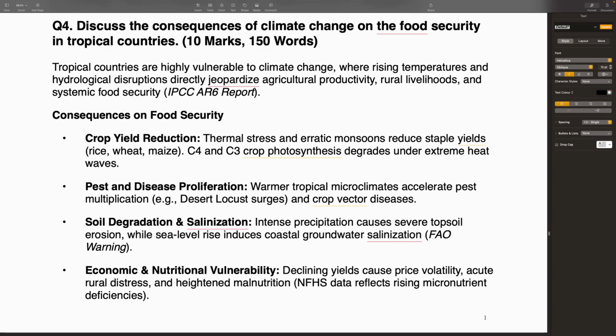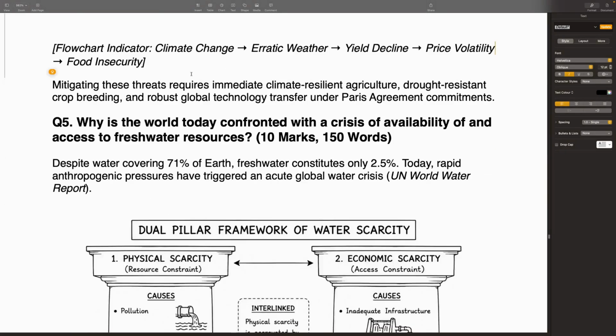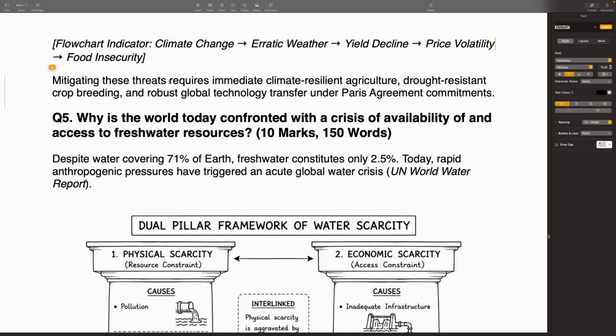Economic and nutritional vulnerability. Declining yields cause price volatility, acute rural distress, and heightened malnutrition. NFHS data reflects rising micronutrient deficiencies. This is the flow diagram. You can see the flow chart: climate change, erratic weather, yield decline, price volatility, and food security. You can draw it if you want. Otherwise, it is primarily more for understanding.